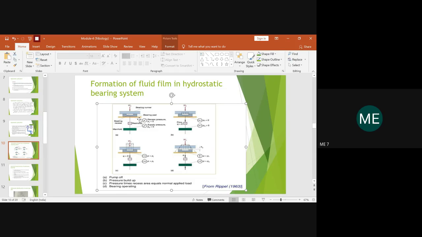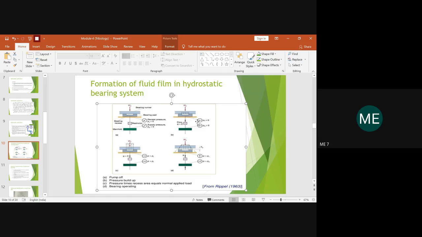Now I'm just showing you the fluid film formation. So initially, when the pump is off, PS will be equal to 0 and PR also will be equal to 0, because there is no required pressure developed. But still you have the load which has been subjected here in the direction as shown in the diagram. Next, this is the second figure.